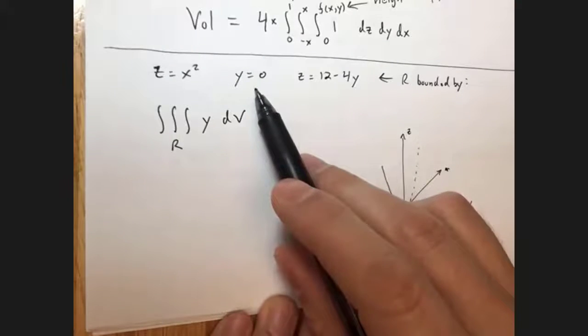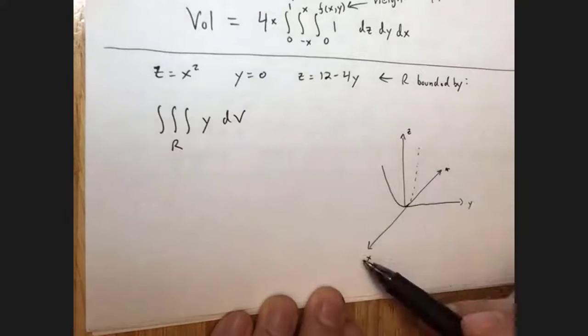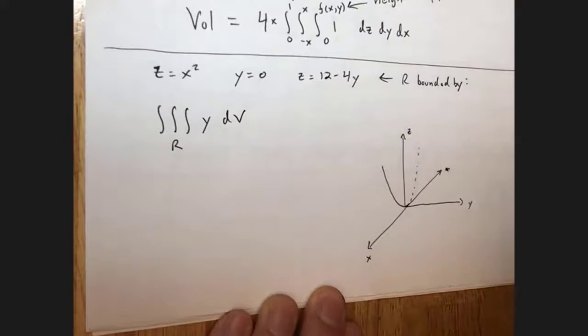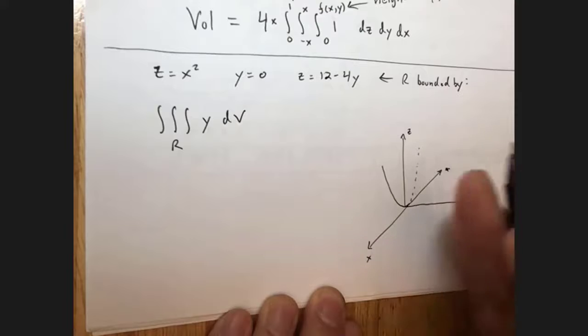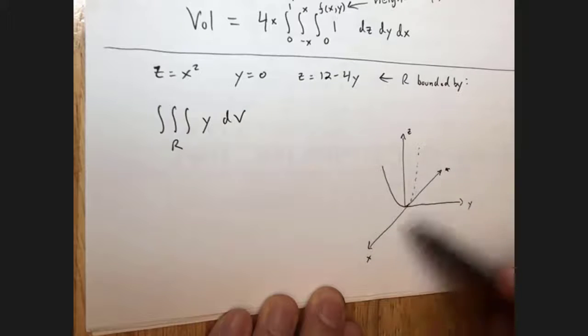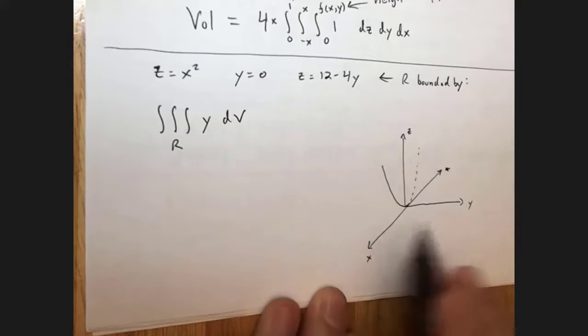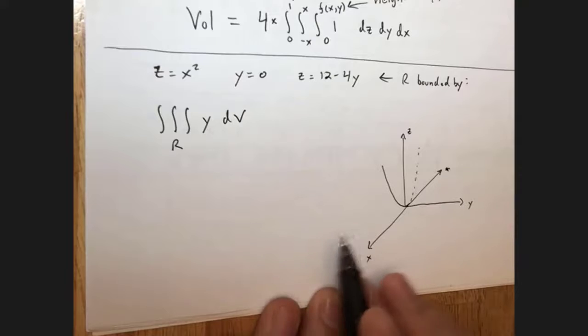y equals 0. Well, that is just the plane. That's just the xz plane. So the back of this surface is just going to be the xz plane. So I'm not going to go anywhere behind this. Right. So all that stuff is out of there.